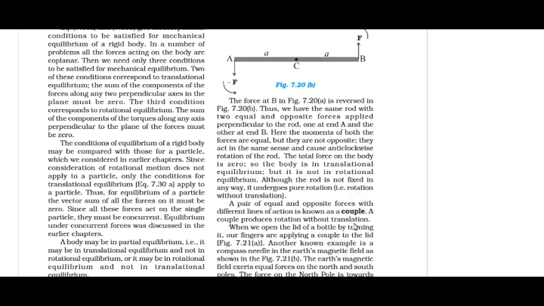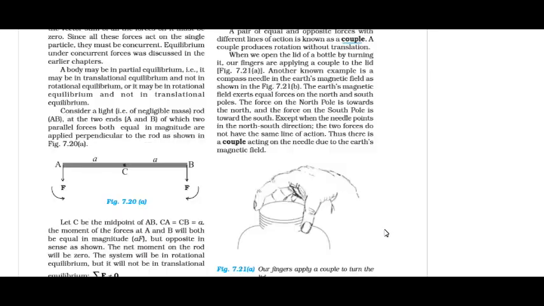A pair of equal and opposite forces with different lines of action is known as a couple. A couple produces rotation without translation. When we open the lid of a bottle by turning it, our fingers are applying a couple to the lid as shown in figure 7.21a. So this is one of the examples of a couple.